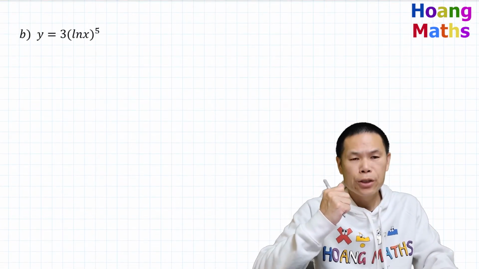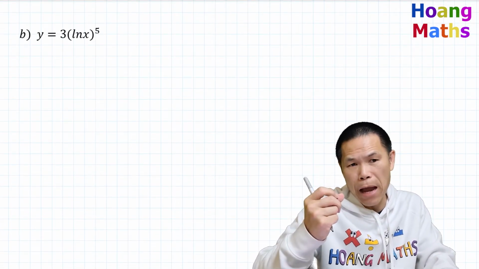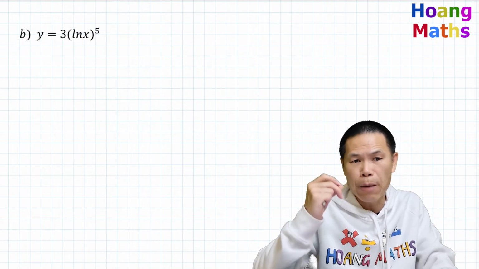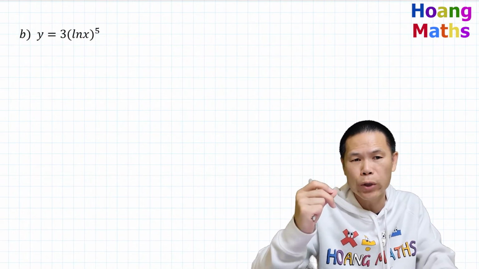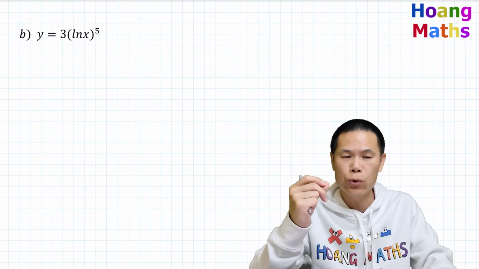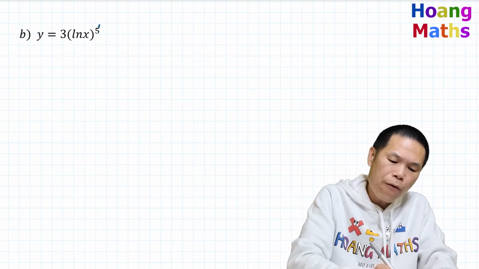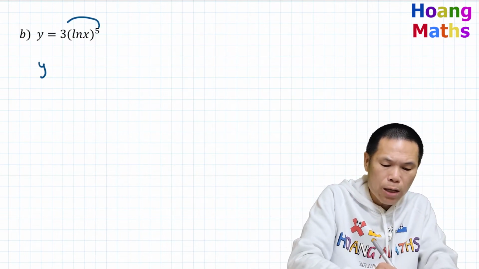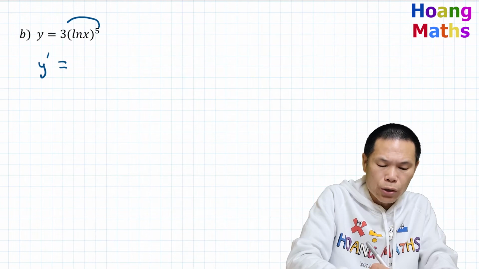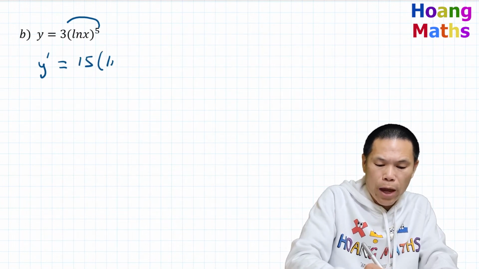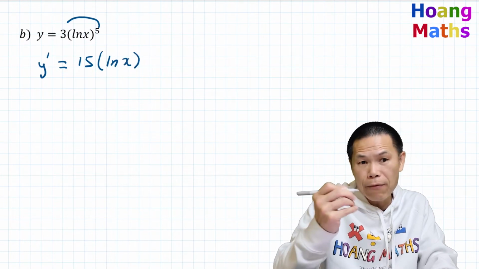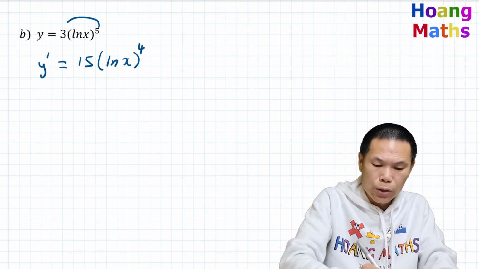Part B. Same rule applies. We differentiate the power and then we differentiate the angle. Okay, PAT, power angle trick, and we ignore the trick because we haven't got a trick here. So the 5 we bring down, that is the power. Y dash equals, 3 times 5 is 15, and that becomes ln of x, and then 5 less 1 is 4. So there you go.